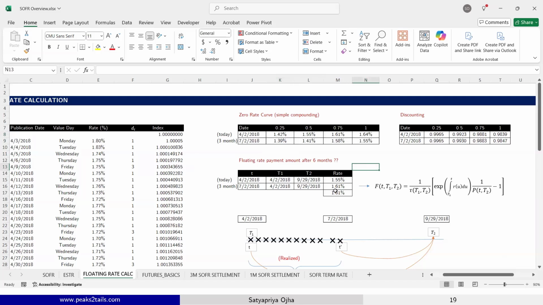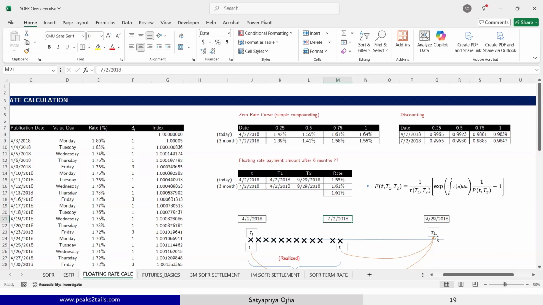So this is important, okay? In the very beginning, at this point, what is the floating coupon payment? That is 1.55%. It's the 6-month rate. That's it. End of story. 3 months have passed. Now we are here. Okay, small t. You are standing here. I'm still dealing with this rate, T1 to T2. It is not done yet.